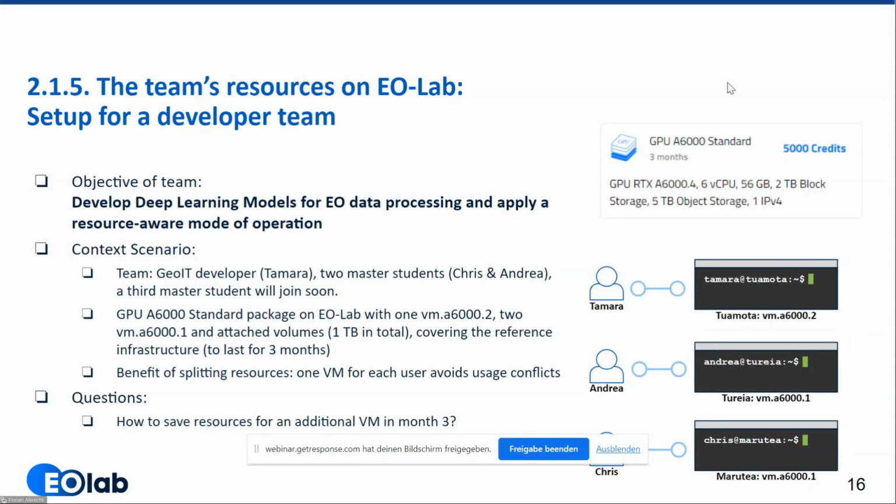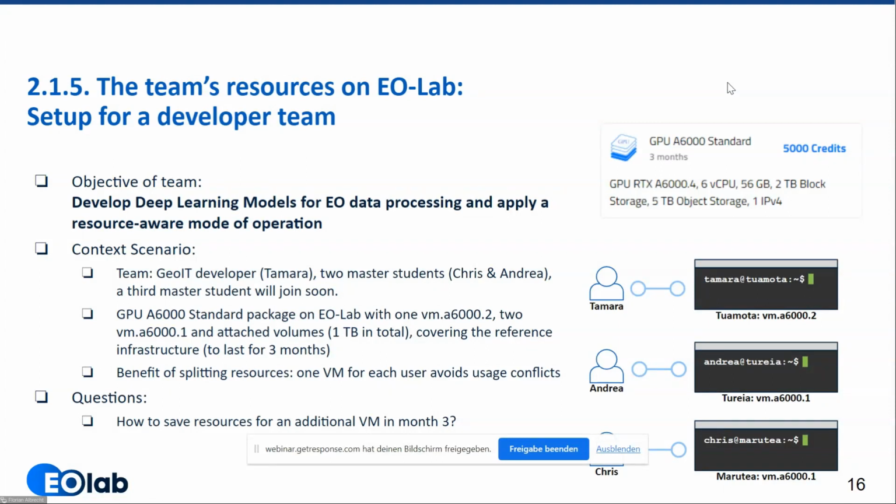And the current setup of the virtual machines in the package is that there is one VM A6000.2, so a VM with 2 slices, and 2 VMs with 1 slice of an A6000. And with additional volumes and 1 terabyte in total, you use up the reference infrastructure that will last you for 3 months to use this package.